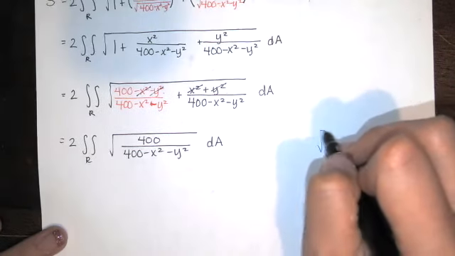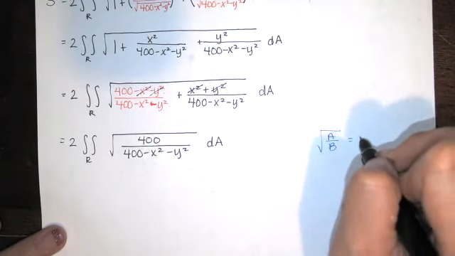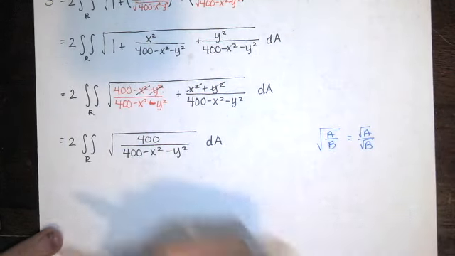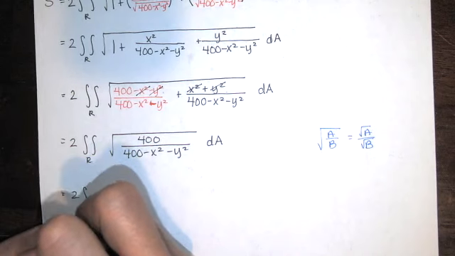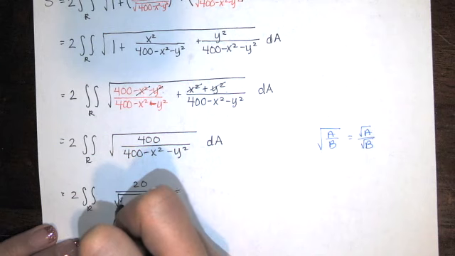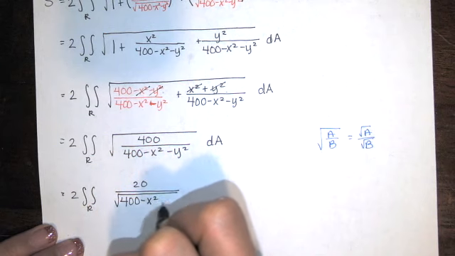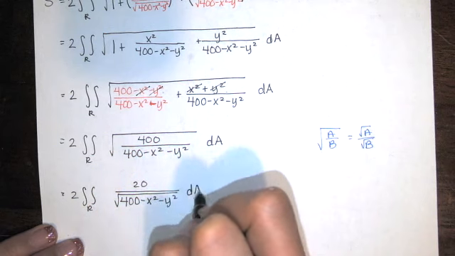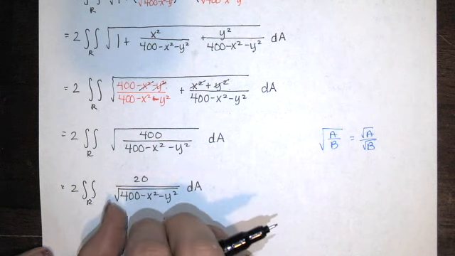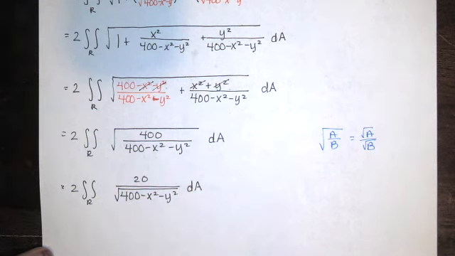Remember from algebra, if you have the square root of a fraction, you can just take the square root of the numerator and the square root of the denominator separately. That's legal. So we'll take the square root of that numerator, which will give us a 20. And the square root of the denominator is just the square root of 400 minus x squared minus y squared. But that does not simplify. That is not 20 minus x minus y. You have to do the subtraction first and then take the square root. Okay, so that is our surface area integral in rectangular coordinates.